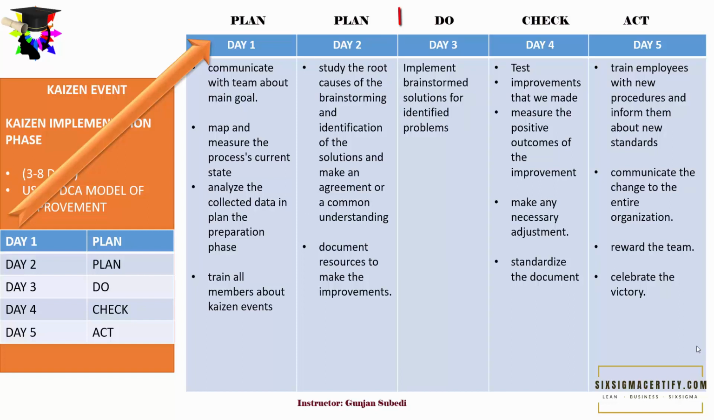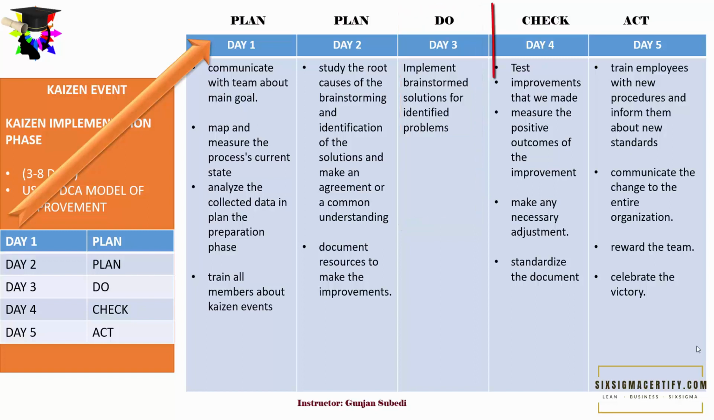Day 3, let's assume it is the do phase, and this is the day for making improvements. This can be extended for 2 to 3 days more if the implementation part is time consuming, but please be careful that since a Kaizen event is a quick fix and improvement process, you should not lengthen the process. You can make more improvements in the next Kaizen event, as Kaizen is an ongoing improvement process.